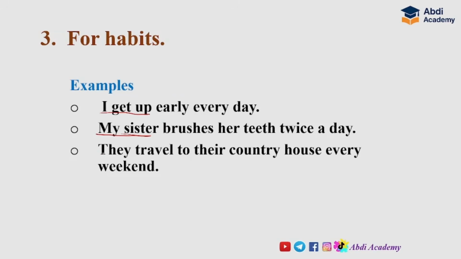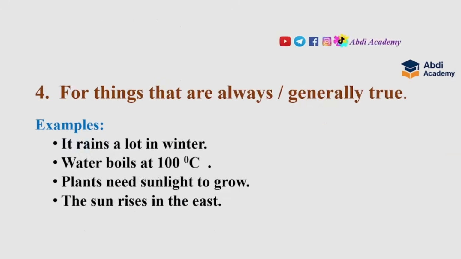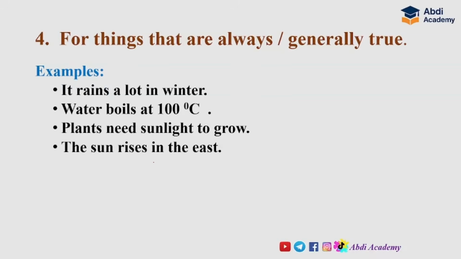Next, they travel to their country house every weekend. This is also what they do always as a habit or habitual action. So this is the usage of present simple tense. The fourth is for things that are always or generally true, or what we call general truths.